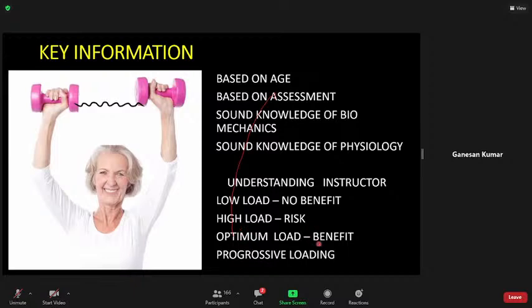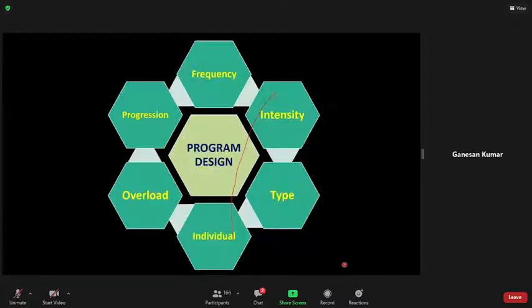So that means if I'm going to give this patient a quadriceps exercise, you should know that you can't just start with 1 kg, 2 kg, but you need to start with 5 kg, 10 kg and progressively keep increasing them. So before you start a program, have your design. Make sure you are planning how much frequency you're going to give, when you are going to progress, what is the intensity you're going to do, what type of exercise you're going to do. And every program is going to be individualized for that particular person.